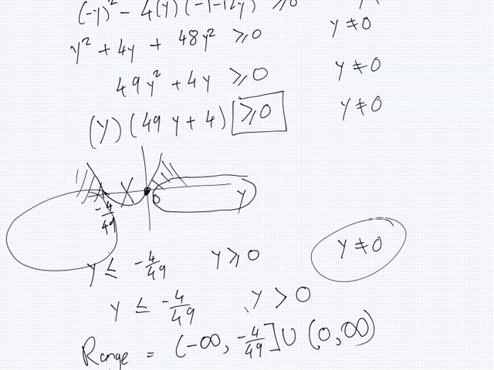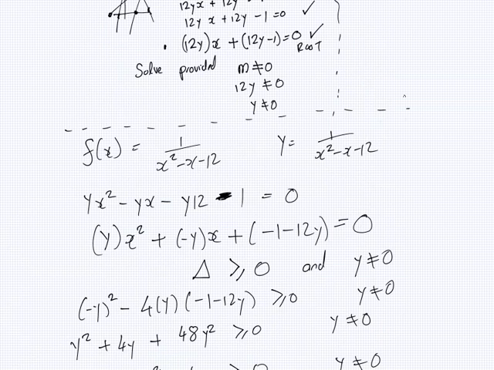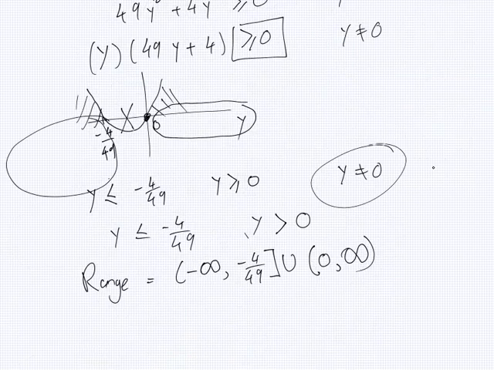Actually the domain is quite easy to find for this. If you go back to the start, this is equal to 1 over x minus 4 x plus 3. So the domain is simply all real numbers except for minus 3 and 4. That's all the domain is. It's the range that's hard to find here.